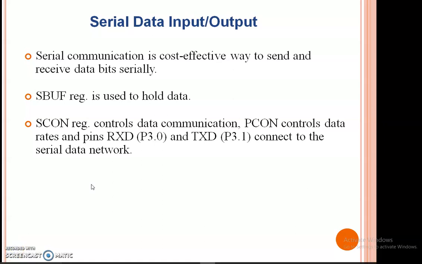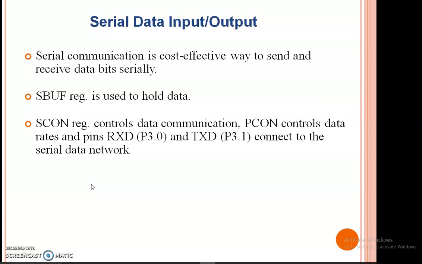Students, today we will learn about serial data input output, that is serial communication. I think you know about parallel communication and serial communication. In parallel communication, 8 bits are sent at a time. In serial communication, bit by bit is sent. Serial communication is cost effective, that is low cost communication.